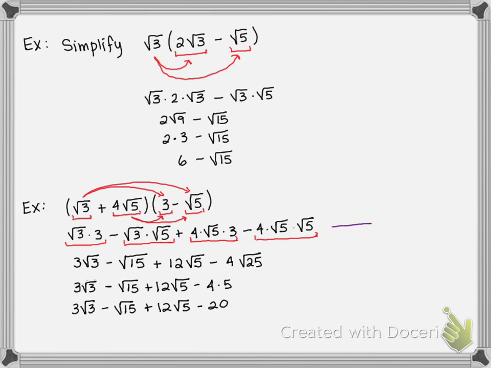So this step right here, you will probably be able to skip eventually. But if you find yourself making mistakes, if you're trying to do the multiplication in your head, then you should write all the factors out so you can see them all as you're doing it. So here's one for you guys to try. Let's do the square root of 3 minus the square root of 6, squared.